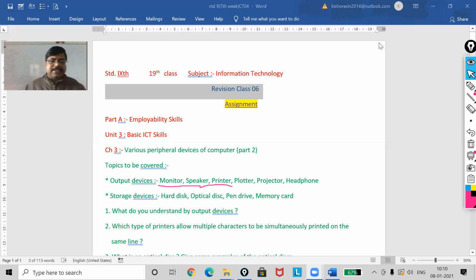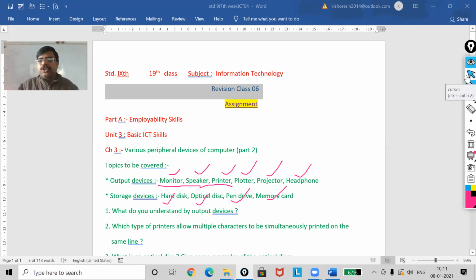Today I am going to discuss a new topic of chapter 3, and that topic will be related to output devices. First one you can see is the monitor. Next one I will discuss is the speaker. Next, the printer. Next, the plotter. Next, the projector and headphone. I will discuss the storage devices also, where you will learn about the hard disk, optical disk, pen drive and memory card. Okay, so one by one I am going to show you.